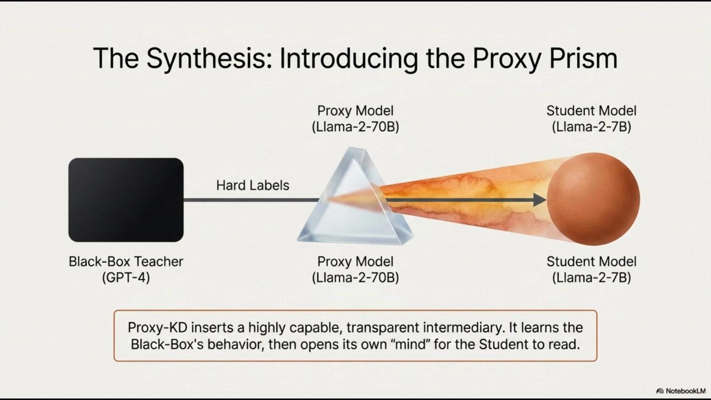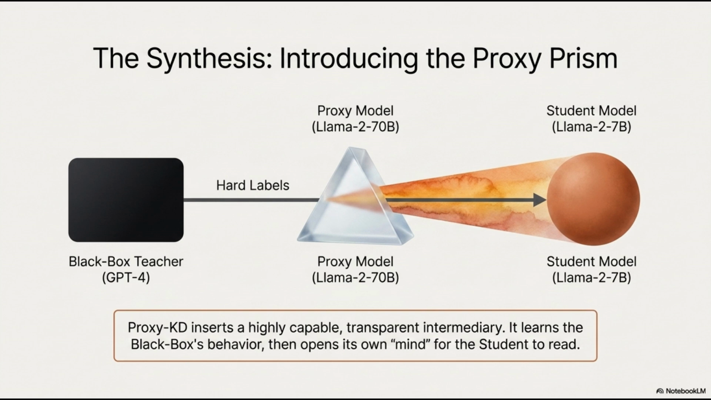The Proxy-KD architecture. Exactly. So the researchers recognized that having a tiny 7 billion parameter student model learn directly from a massive trillion parameter black box model creates an insurmountable capacity gap. It's just too big of a leap. Right. The small model simply lacks the neural real estate to connect the dots between a complex prompt and a genius-level hard label. So they insert a proxy model right in the middle of the training pipeline.